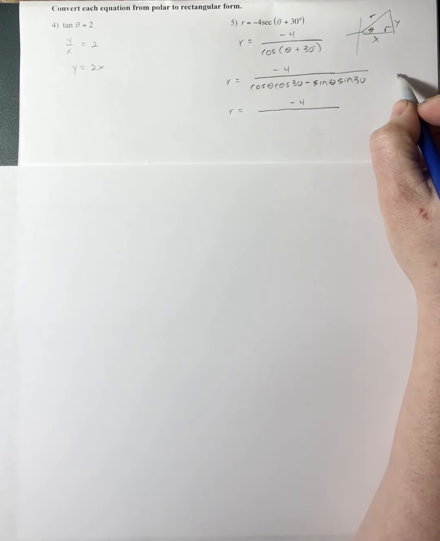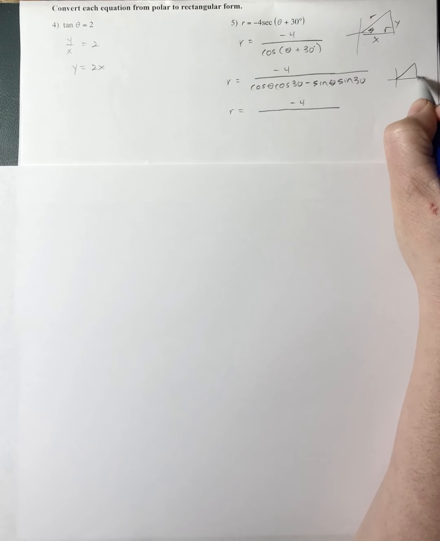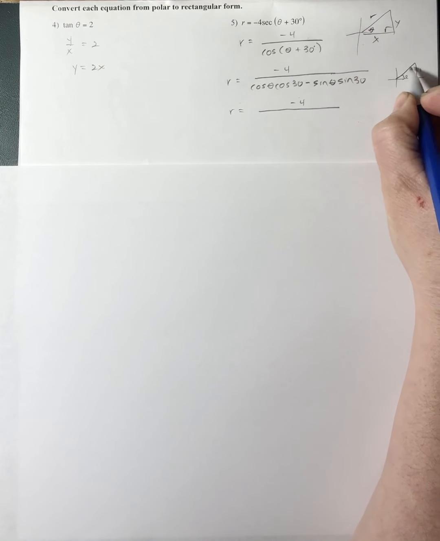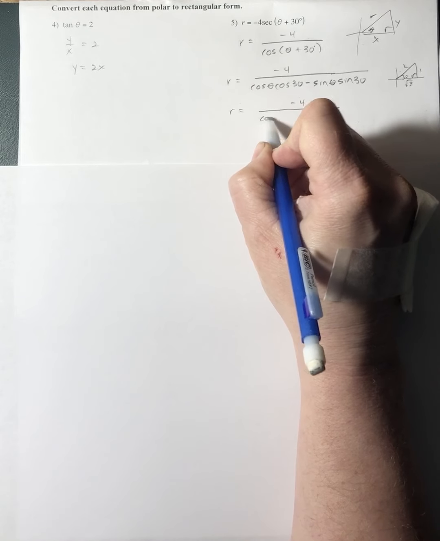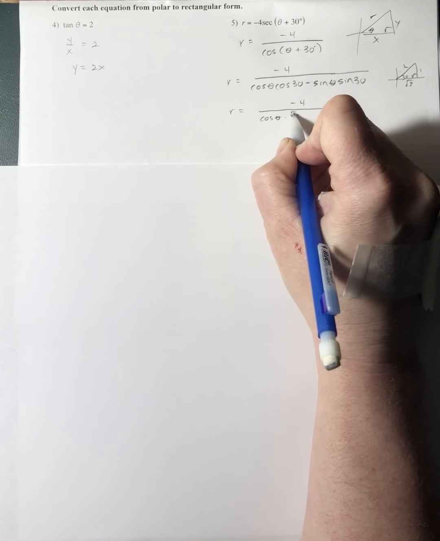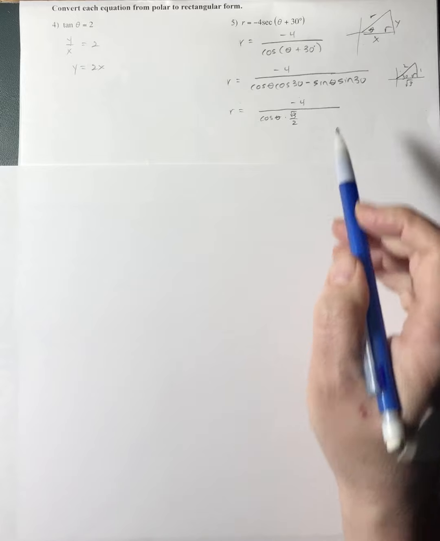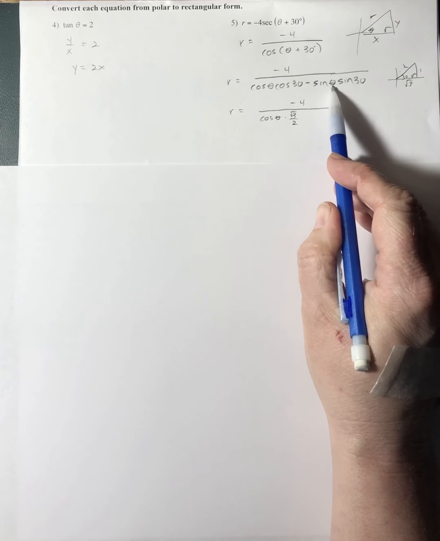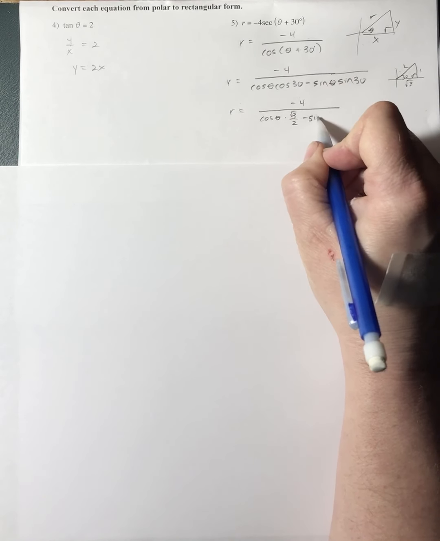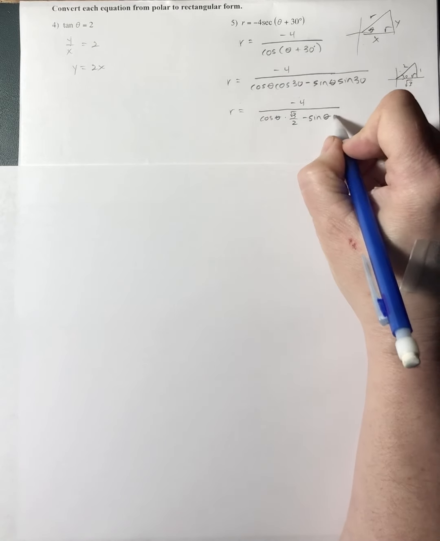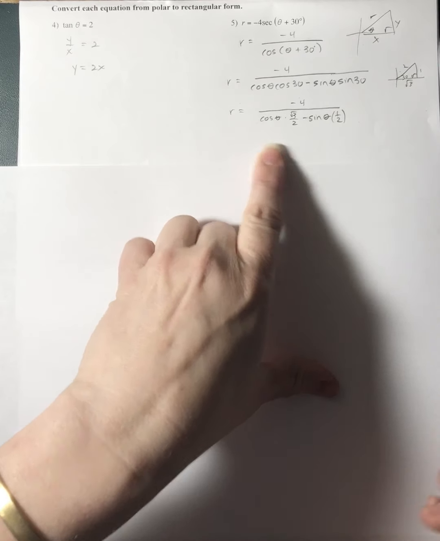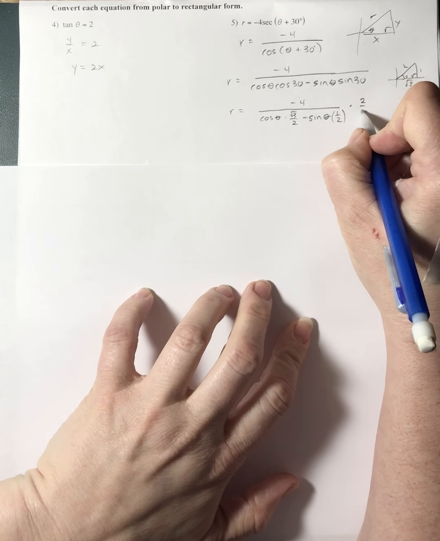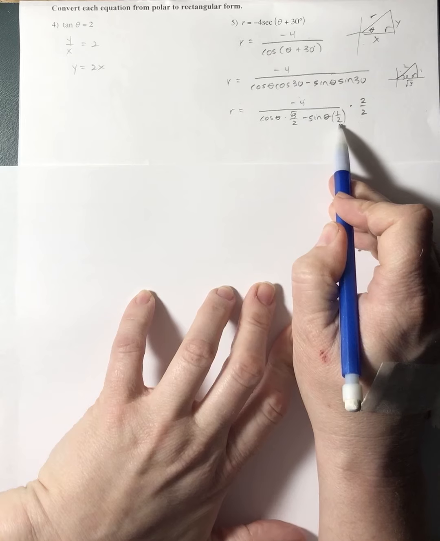And again, if you're not familiar with these, draw a 30, 60, 90 triangle. So I have 30, this is 1, 2, square root of 3. So cosine of 30 is square root of 3 over 2. Okay. Sine of theta. Sine of 30 is 1/2. I'm going to multiply this side by 2 over 2 to clear those 2's.